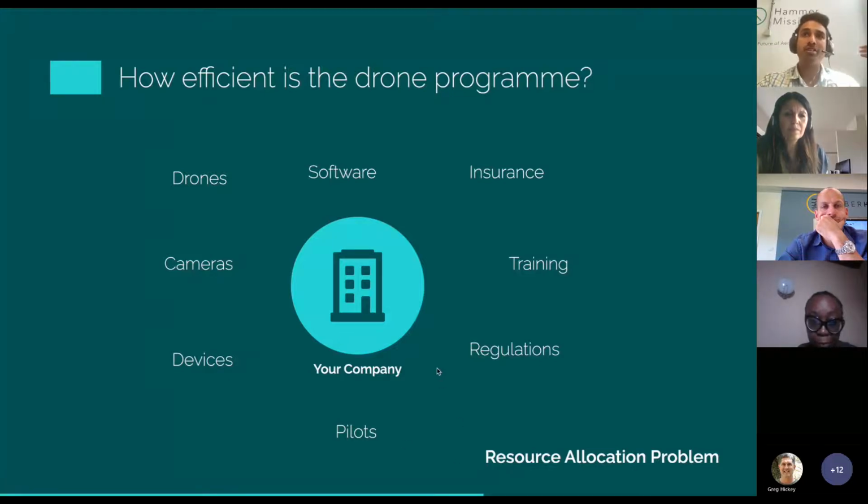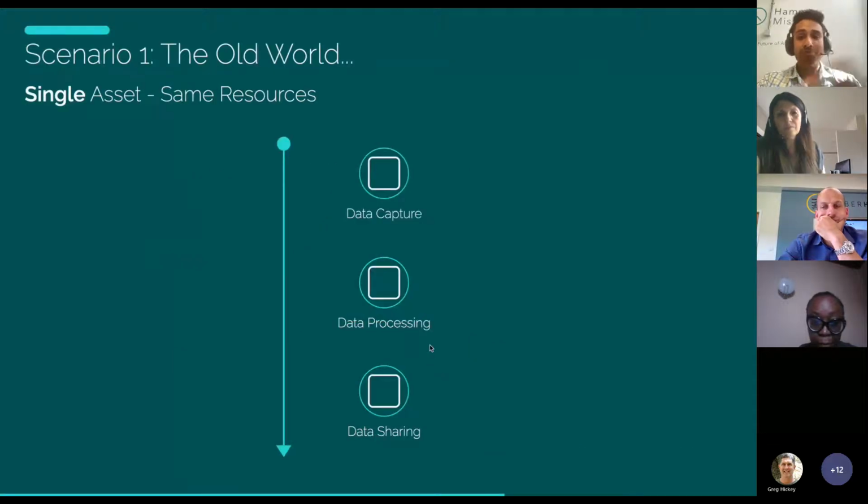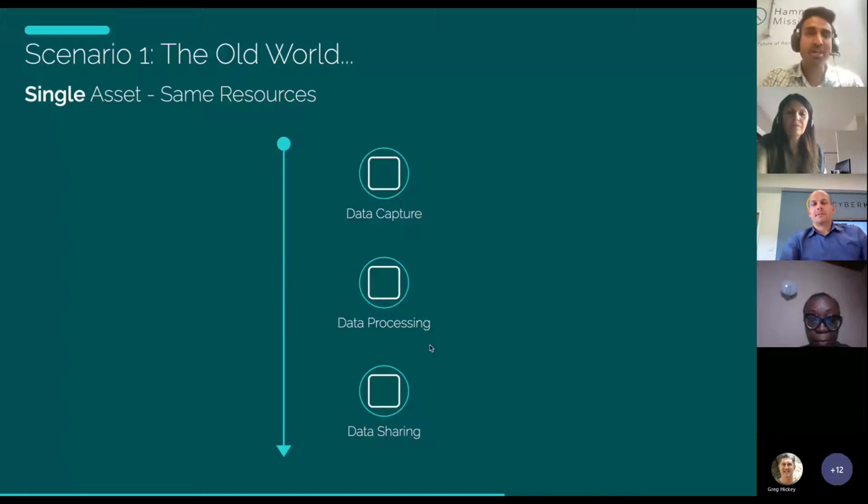How do you make sure that you're using all of these different resources optimally and you're keeping your workflow as efficient as possible? So let me share some scenarios that I've seen over the years in terms of how I've seen drone programs being run and architected. Normally the old world was, you have one use case with a drone, which is typically mapping or modeling some site or an asset. And you basically get the resources for that.